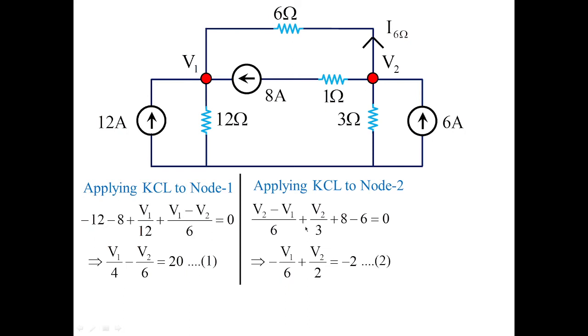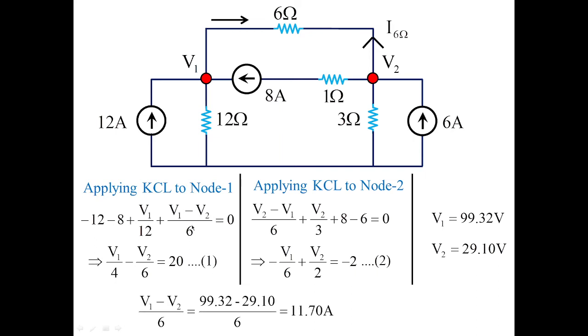So we have to solve equation 1 and equation 2 to get the values of V1, which is 99.32 volts, and V2, which is 29.10 volts. Now once we got the values of V1 and V2, we can get the value of I6 ohms. The current flowing from V1 to V2 through 6 ohms is nothing but V1 minus V2 by 6 ohms, which is 99.32 minus 29.10 whole by 6, equal to 11.70 amperes.